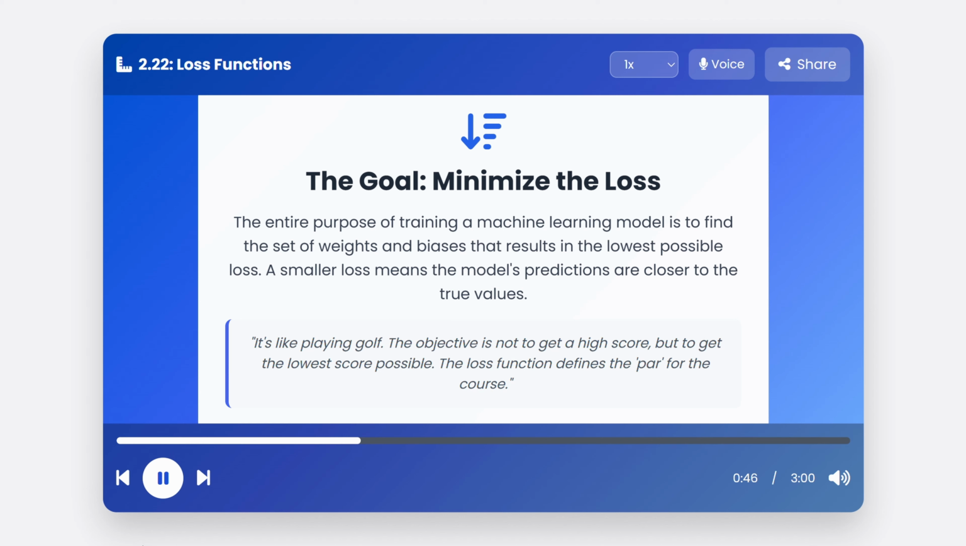The entire goal of the training process is to minimize this loss. We want to find the perfect set of internal settings, the weights and biases, that makes the total loss, averaged over all our data, as small as it can possibly be. A smaller loss means our model's predictions are getting closer and closer to the real-world truth.